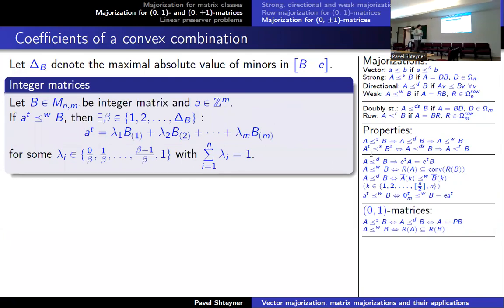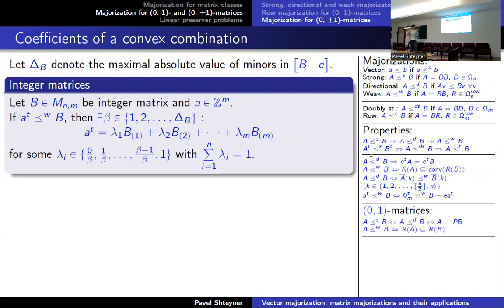So let's try to estimate the coefficients of the convex combination. Let's say that both matrices and the row are integer. In this case, you can use a rational convex combination. So if there is weak majorization, then A is a convex combination of the rows in B. What can you say about this?